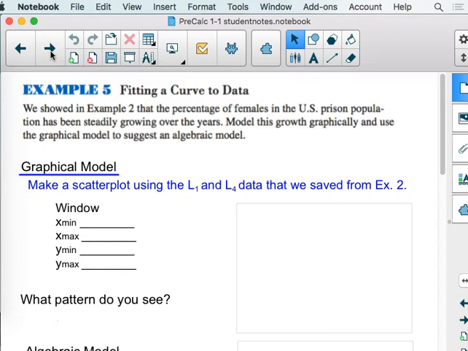So we've got our stuff still in there. Hopefully, do I need to go back to the prison population stuff? Is everybody got that okay?